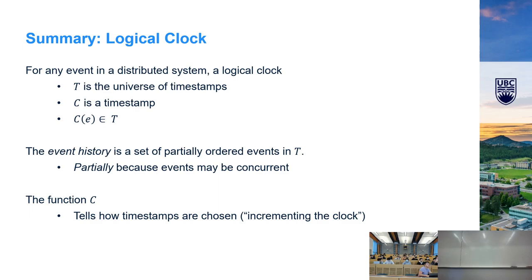Okay. An event history is a partially ordered set of events. Partially ordered is a really important term here. It's not completely ordered. And that's what's going to make it both fun and challenging for us to reason about. The function just tells us how we get the clock, how we get the timestamp. And realistically, think of it as I'm going to increment the clock. I'm going to bump that clock up.